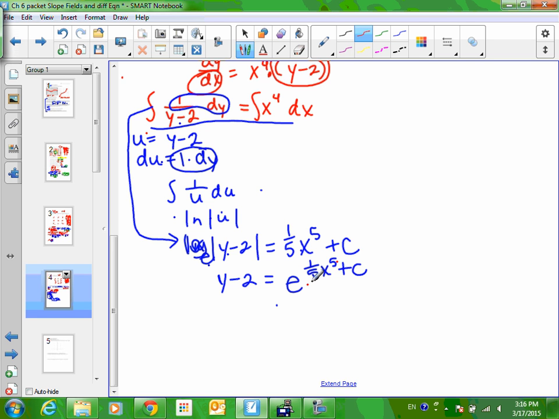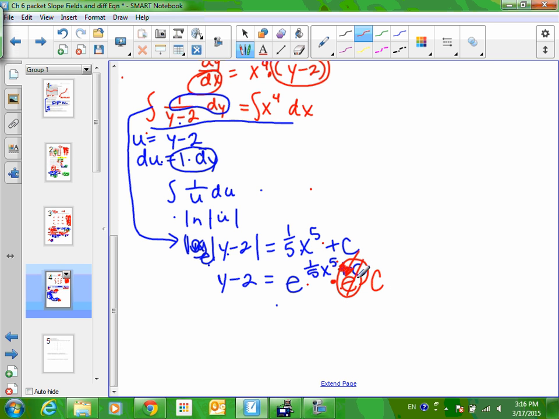Okay. e to the 1/5 x to the 5th plus c. That's the same thing as saying e to the 1/5 x to the 5th times e to the c. Right? What would x squared times x to the 4th be? x to the 6, because you'd add the exponents. I'm kind of doing the opposite of that. Now e, that's a number, right? If you take a number to the power of another number, what do you get? You get another number. So I'm going to cross that off, and I'm going to write just c.